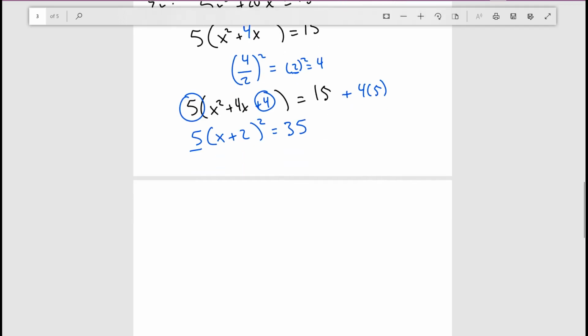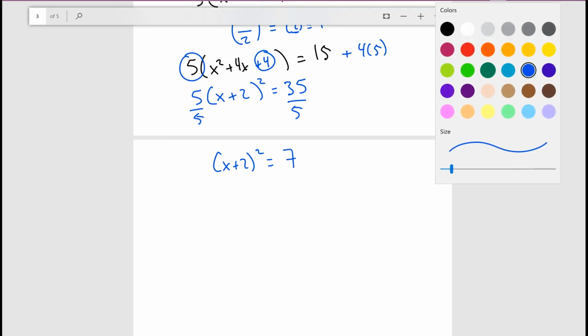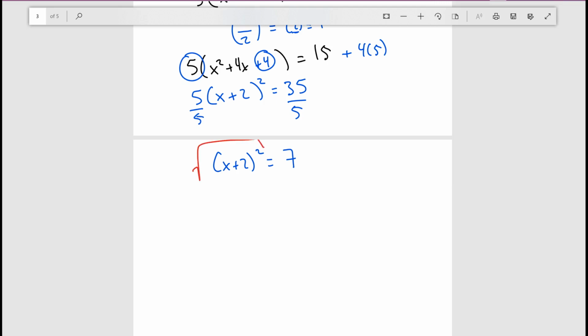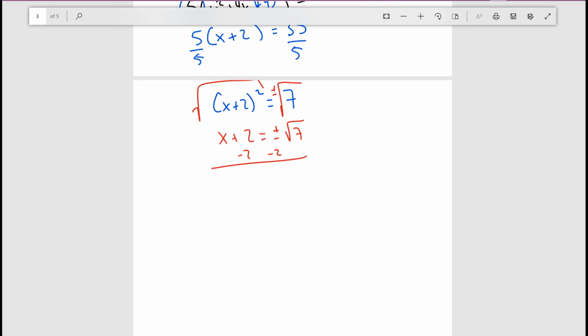Okay, going to divide both sides by 5. I'm going to get x plus 2 whole quantity squared equals 7. Then I'm just going to take the square root to both sides, plus or minus. x plus 2 equals plus or minus square root of 7. And I'm going to subtract it by 2. So x is equal to negative 2 plus or minus square root of 7. Okay, and that's it.